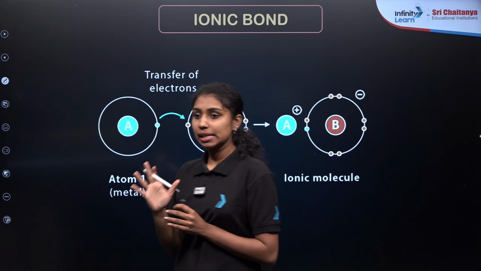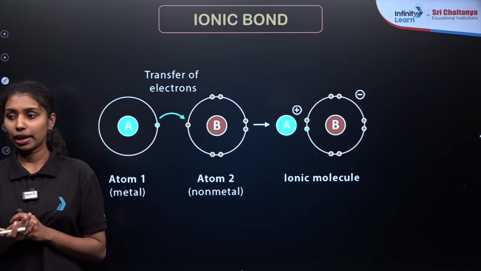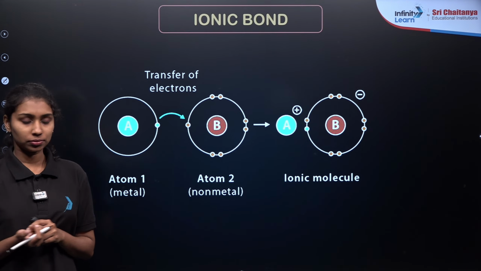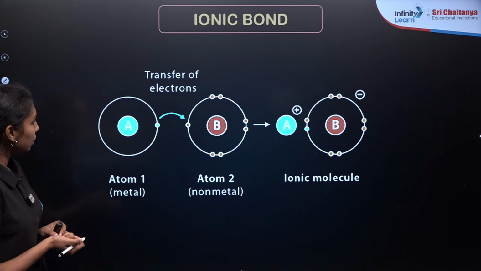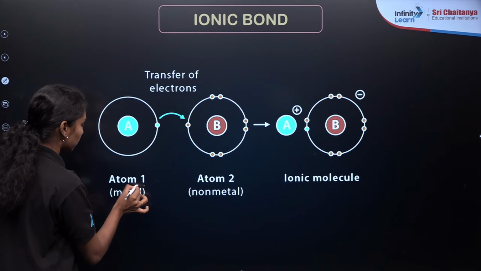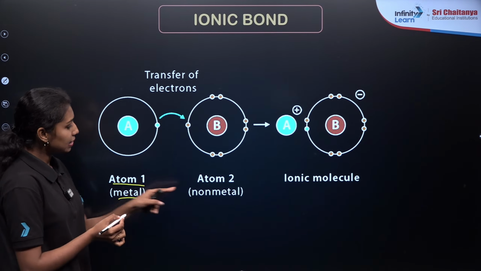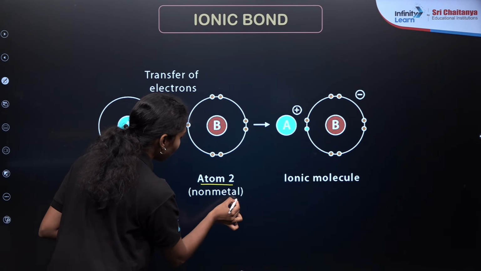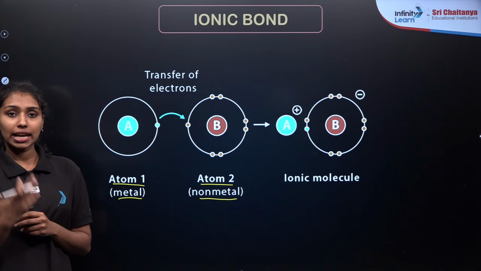Now let us see in detail by using the diagram of the formation of ionic compounds. So I hope you can see the image clearly here. This is our first atom. Especially it will be a metal, and this is the second atom. This is a non-metal, right? So what you are observing here, do you have any idea from the image?